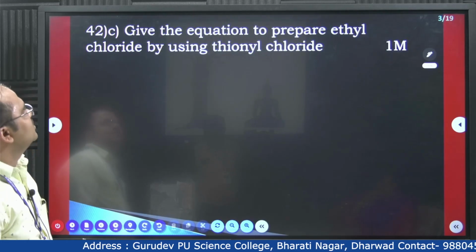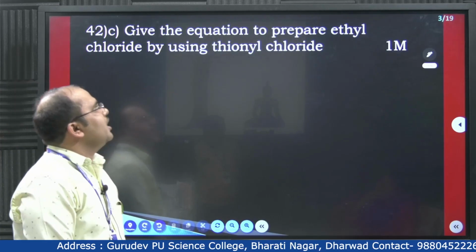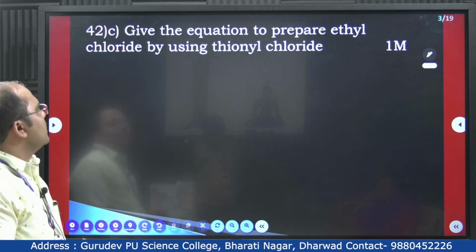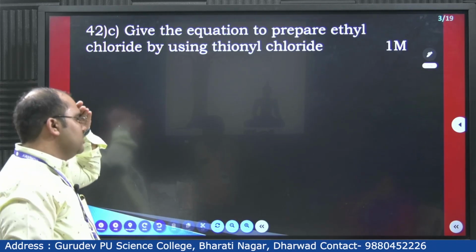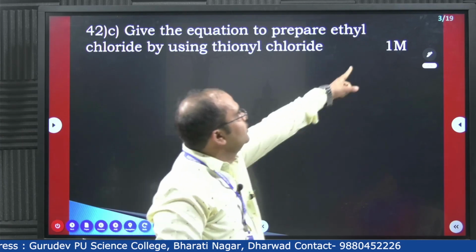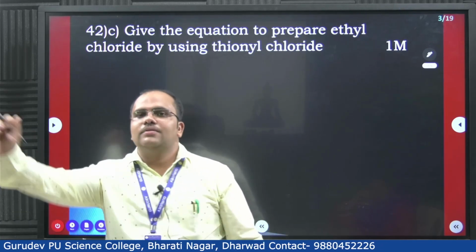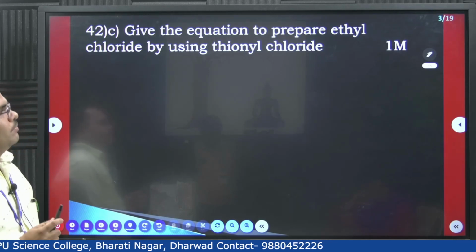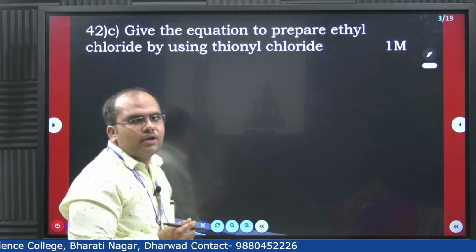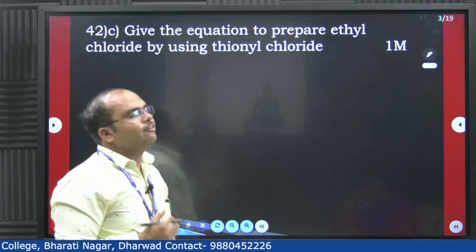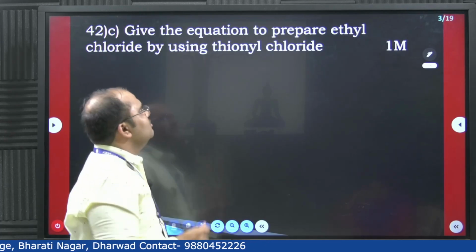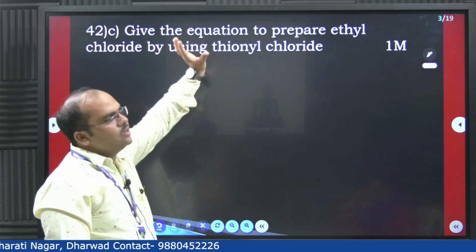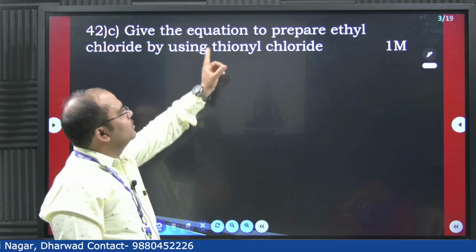Now coming to the next question. Give the equation to prepare ethyl chloride by using thionyl chloride. So here they are directly asking for 1 mark. They are asking for the equation. My dear students, some of you fear writing equations and reactions. Simply see the sentences they have given.